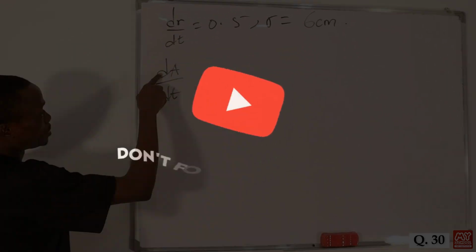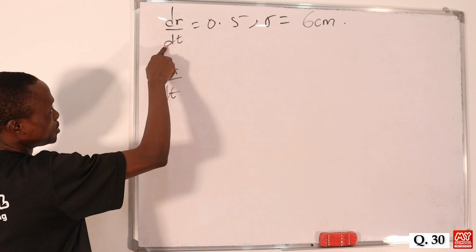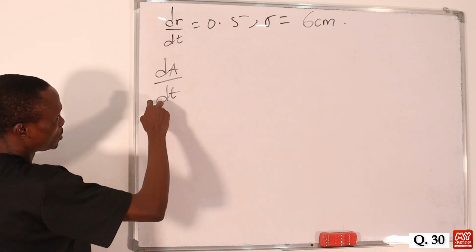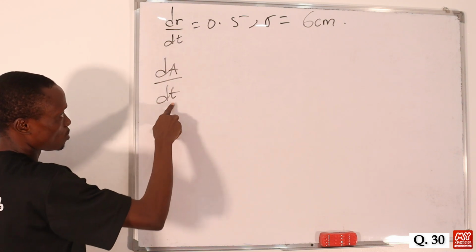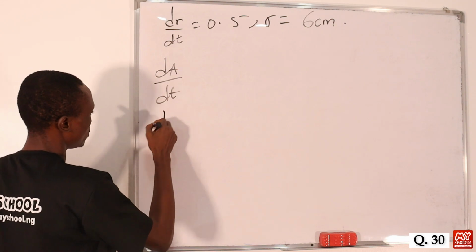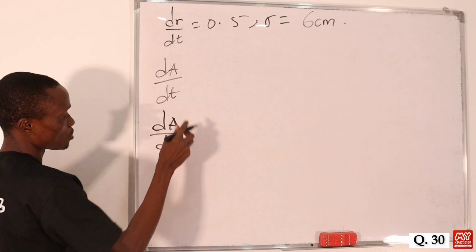So basically we are looking for dA/dt, but we are given dr/dt, right? So in order for us to be able to get the answer to dA/dt, we must first of all get dA/dr, okay? So the dA/dr, right? That is the area of the circular disc.